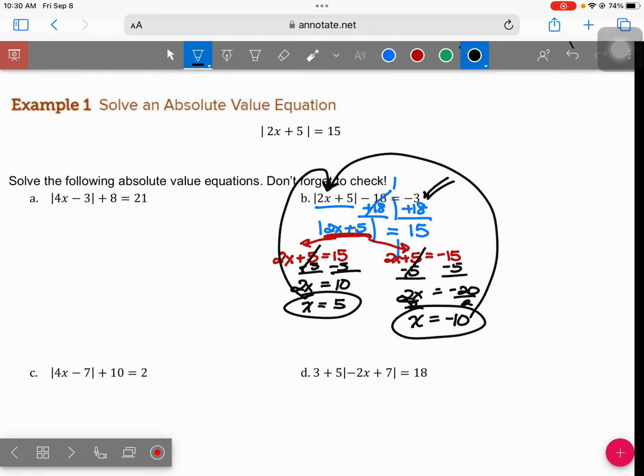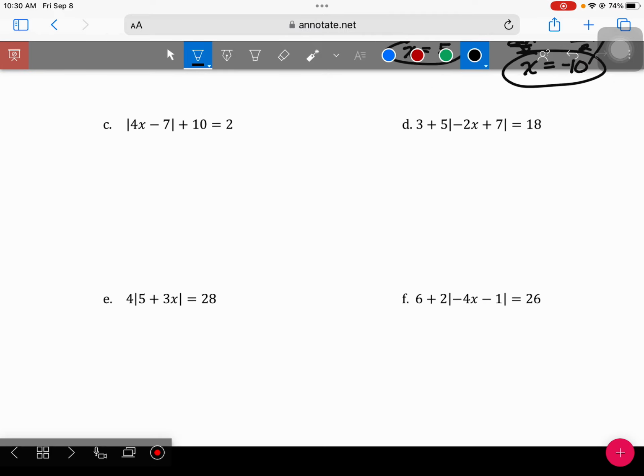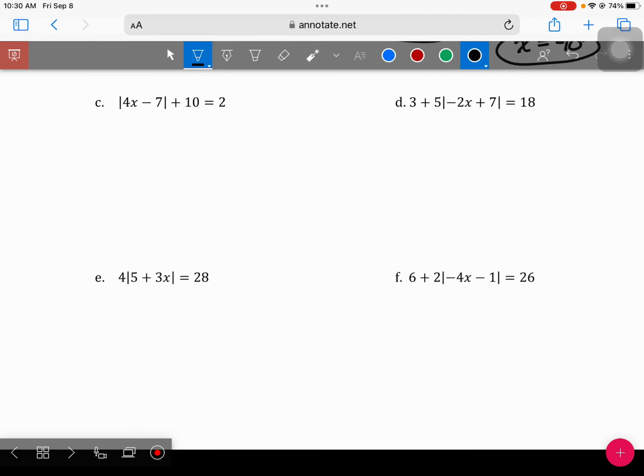One more problem, guys. One more. Letter C. Isolate, then separate. Chase, come on, let's go. Come on, Chase. Put the phone away. No, actually just leave it up here so I can see it.